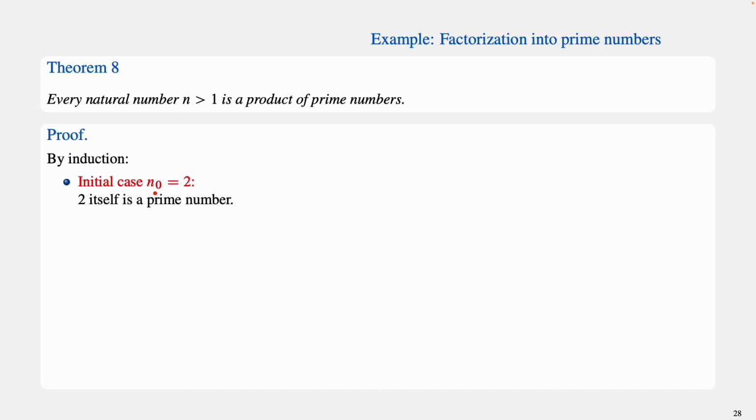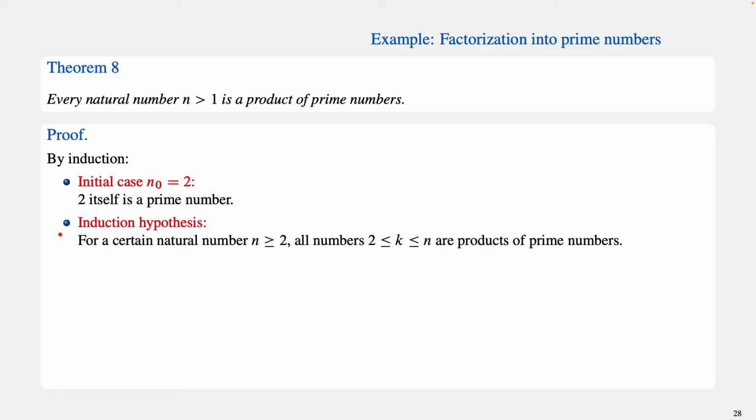The initial case n0 is equal to 2. 2 itself is a prime number, as we have repeatedly stated today. So this case is true. We formulate the induction hypothesis for a certain natural number n greater or equal to 2. All numbers between 2 and this particular n, including 2 and n, are products of prime numbers. And now we make this assumption and want to prove that it holds for n plus 1.